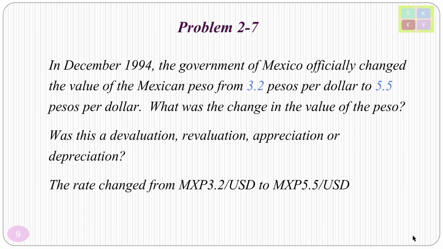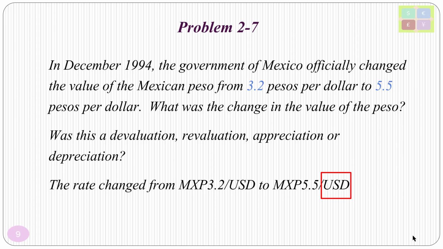Now the question we have to answer is, was this a devaluation, revaluation, appreciation, or depreciation? The rate changed from 3.2 Mexican pesos per US dollar to 5.5 Mexican pesos per dollar. The number went up from 3.2 to 5.5. The currency in the denominator is the US dollar. That means the US dollar went up and the peso went down. So this is either a devaluation or depreciation.